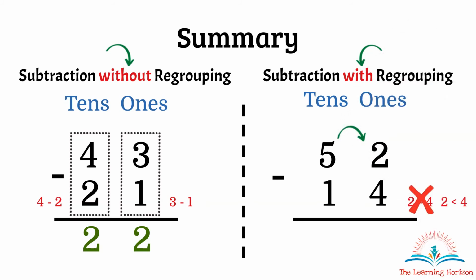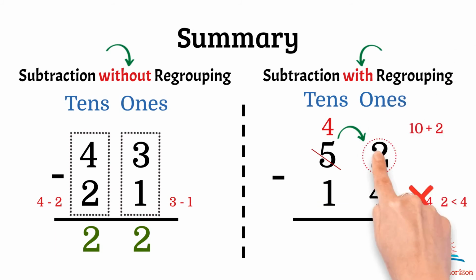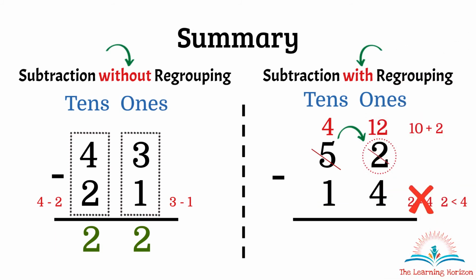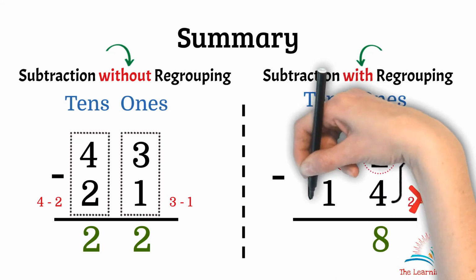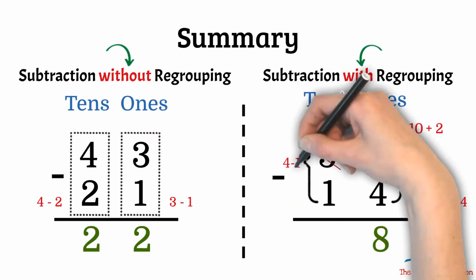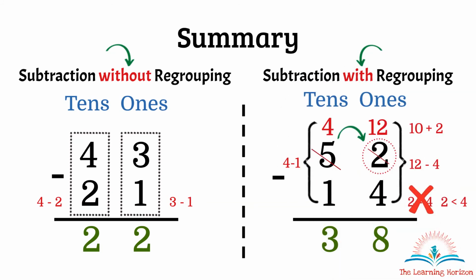So now here it's 4 tens and here it's 10 that we borrowed plus 2 that we already had. So it's 10 plus 2, that is equal to 12. Now subtracting the ones, we get 12 minus 4 is equal to 8, and then subtracting the tens, we get 4 minus 1, that is equal to 3.